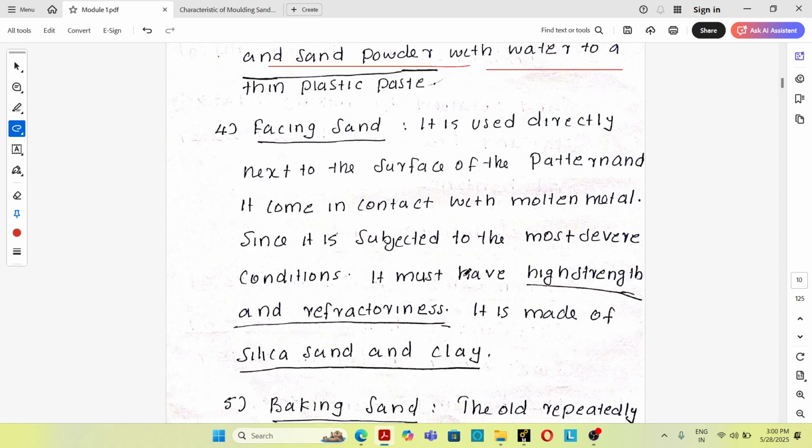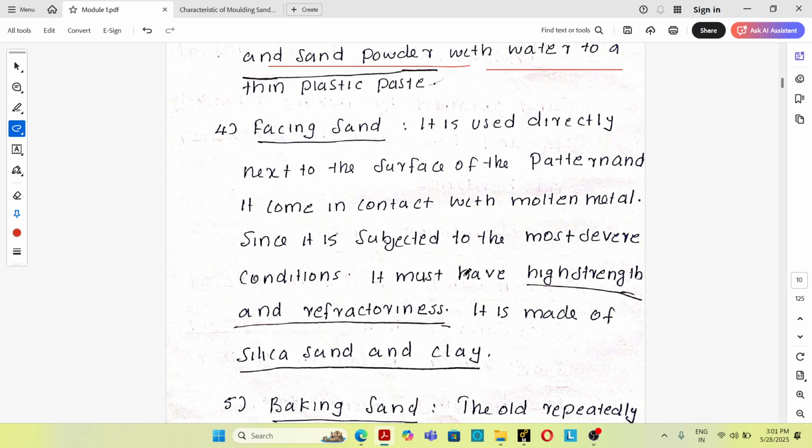Then the fourth one is facing sand. Facing sand is the sand which is used directly next to the surface of the pattern. During the sand casting process, the molten material directly contacts the facing sand. As the molten material is in direct contact with the facing sand, this sand is always subjected to the most severe conditions. So it should have high strength and refractoriness. It is made up of fresh silica sand and clay. So facing sand is a very important sand while making a sand casting mold.